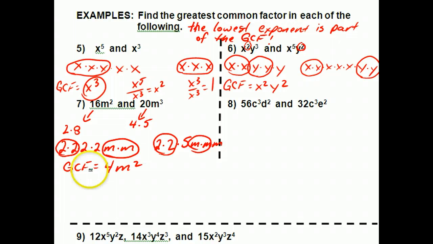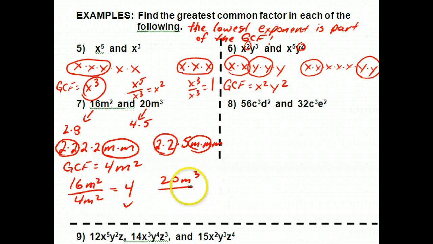Now let's give that a check here and see if it deals with our definition of a factor and see if they divide evenly. So let's go 16 m squared divided by 4m squared, and that's going to give me 4, so that's okay, it divides evenly. And 20 m cubed divided by 4m squared, that's going to give me 5. 20 divided by 4 is 5, and then m cubed divided by m squared gives me m. So that divides.